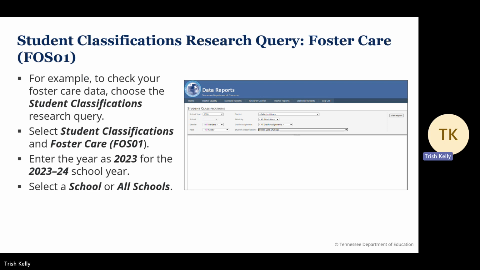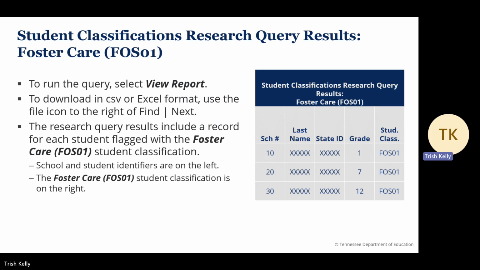For example, to check your foster care data, choose the Student Classifications Research Query. Select Student Classifications and Foster Care FOSS 01. Enter year as 2023 for the 23-24 school year. Select School or All Schools. To run the query, select View Report. Typically, you will wish to download to CSV or Excel format, and to do so, use the file icon to the right of Find Next. The research query results include a record for each student and follow a standard format. School and student identifiers are on the left. The foster care FOSS 01 student classification is on the right.